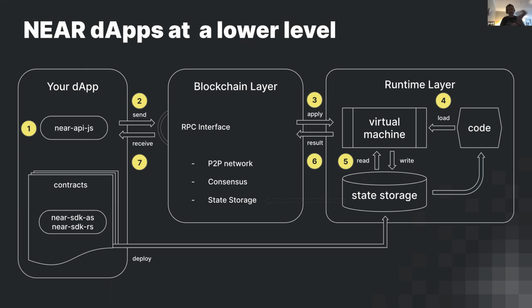When you send a specific transaction, your app might use Near API.js in step 1 to send, in step 2, a call to the RPC interface, the blockchain layer. Step 3, apply, which is actually the name of a function, applies that request in the runtime layer, where a virtual machine spins up. Step 4 loads your smart contract code. Step 5, while running that contract code, maybe reads and writes to state storage, the data on chain. Then step 6 returns the result, within 200 milliseconds max lifetime for that virtual machine, 200 teragas, the upper limit for how long that code can run, and then back to your application. Your contracts are written in AssemblyScript with Near SDK AS, or in Rust with Near SDK RS, and deployed into the network.